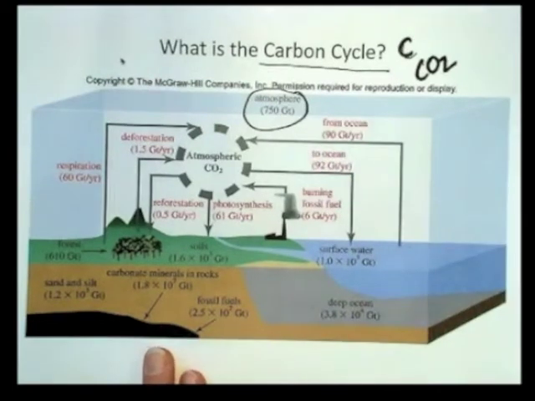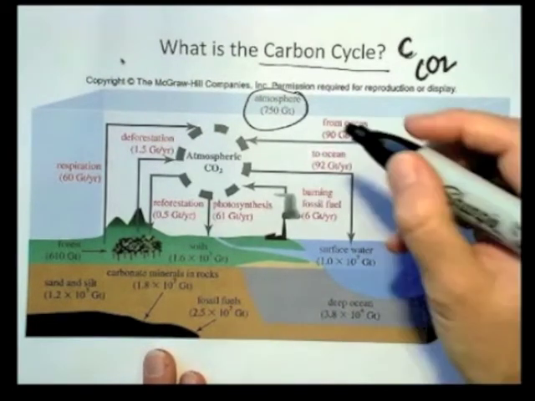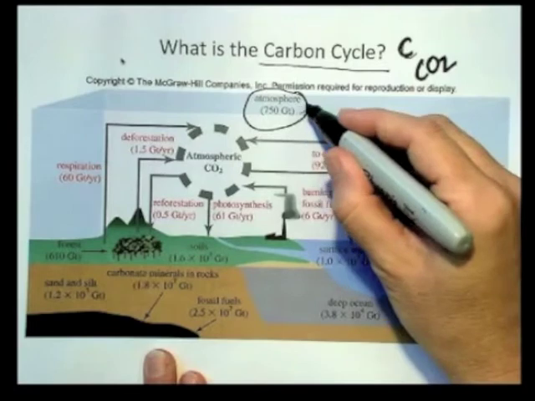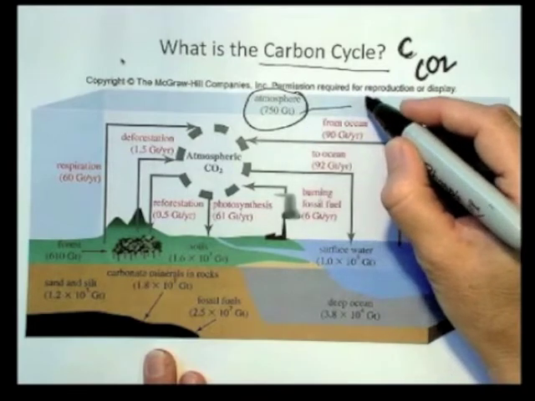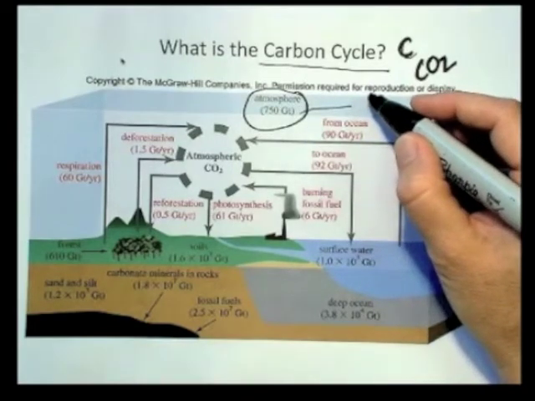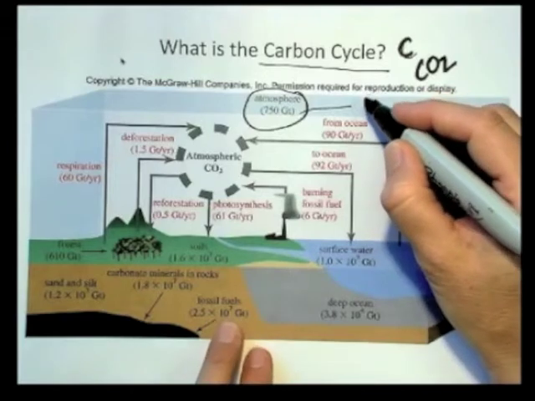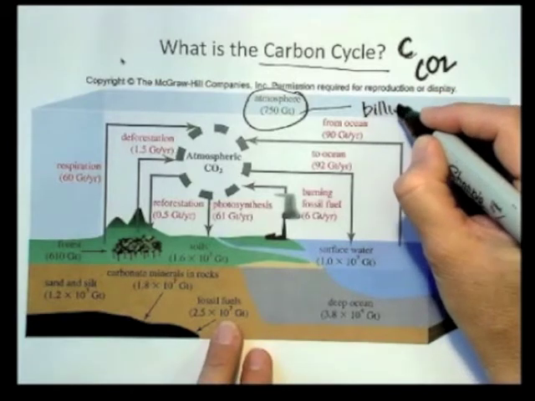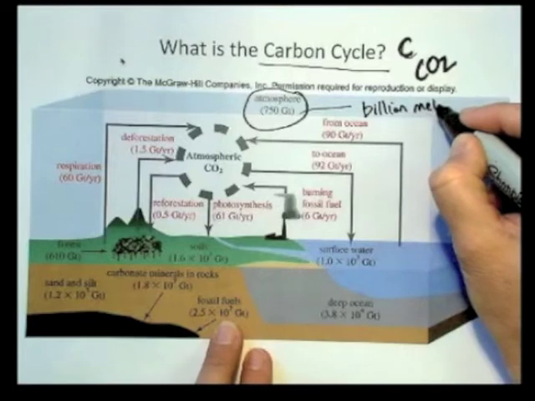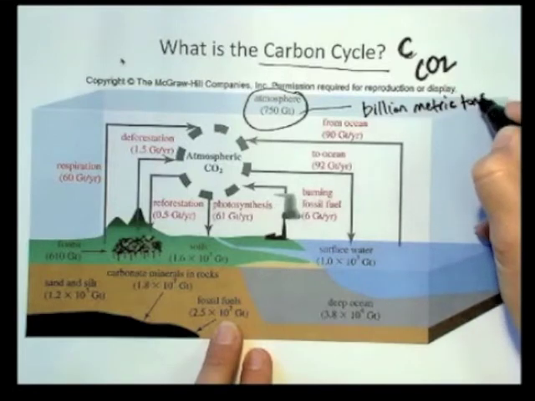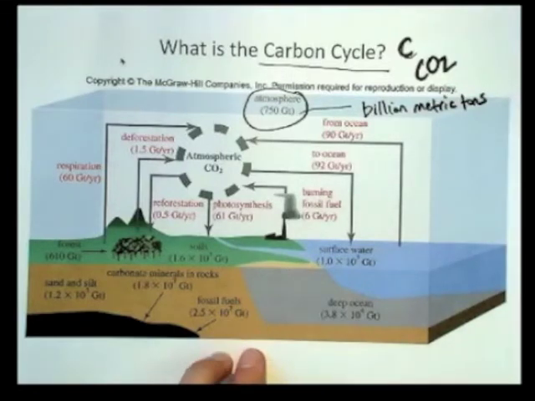All right, so what is a gigaton? A gigaton is the same thing as 1 times 10 to the 9th metric tons, which is a billion metric tons. Okay, what is a metric ton? A metric ton is about 970 kilograms or so. That's what a metric ton is.